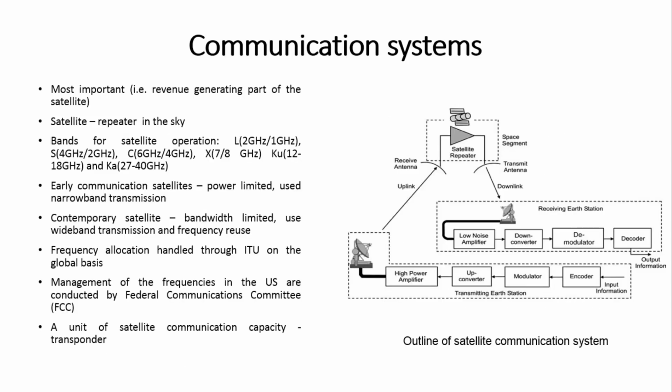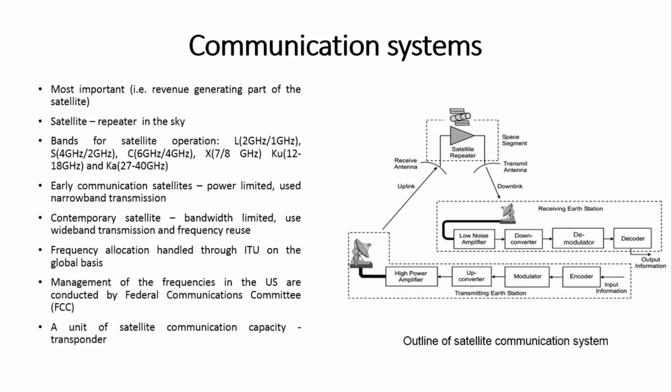The communication satellite is the most important part, that is the revenue generating part of the satellite. Satellite repeaters in the sky. Bands for satellite operation are L, 2 gigahertz to 1 gigahertz, S, 4 gigahertz to 2 gigahertz, C, 6 gigahertz to 4 gigahertz, X, 7 to 8 gigahertz, Ku, 12 to 18 gigahertz, and Ka, 27 to 40 gigahertz.